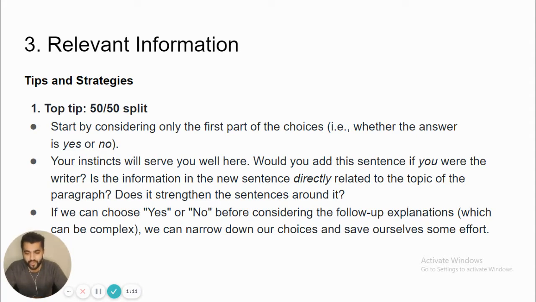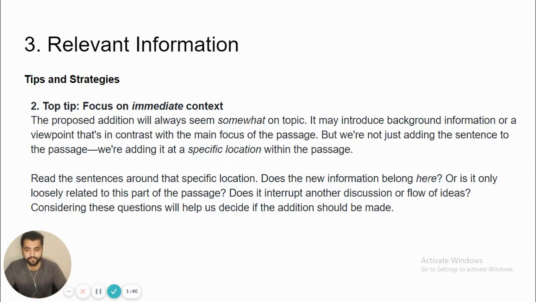Number one, 50-50 split. Start by considering only the first part of the choice, that is whether the answer is yes or no. Your instincts will serve you well here. Would you add this sentence if you were the writer? Is the information in the new sentence directly related to the topic of the paragraph? Does it strengthen the sentences around it? If we can choose yes or no before considering the follow-up explanations, which can be complex, we can narrow down our choices and save ourselves more effort. So if you can narrow down the yes or no at this part, then we'll be deciding only between 2 choices out of 4.